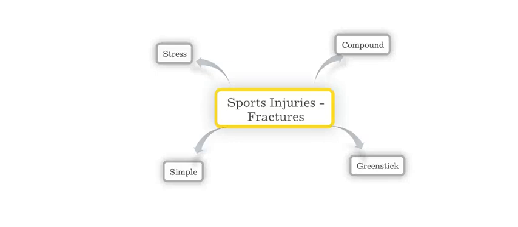Okay, I thought we'd spend a bit of time looking at sports injuries and particularly the fractures that you need to know. You can see in front of you there that there are four that certainly in the Excel exam board you need to know about, and they are the compound, Greenstick, the simple and the stress. So we'll look at each of those in turn, starting with the compound fracture. So let's see how we go.